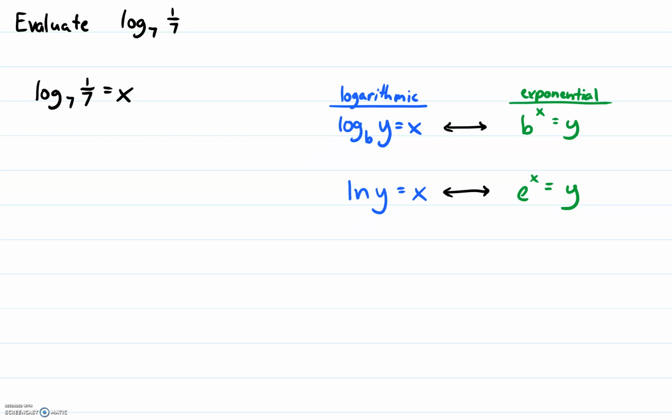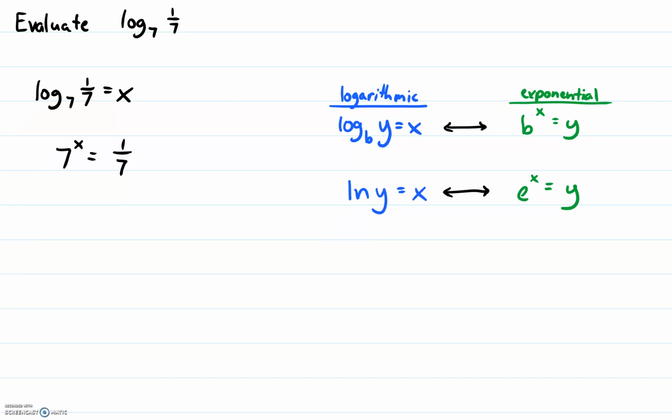So for this particular problem, since we don't know any other way to deal with it, we're going to change the log base 7 of 1 over 7 equals x from its log form to its exponential form. So rearranging everything, when we convert this, it's going to become 7 to the x is equal to 1 over 7. That's just using what we have on the right-hand side as a model, matching up the letters for whatever numbers or letters we have, and just changing it from the logarithmic form to the exponential.